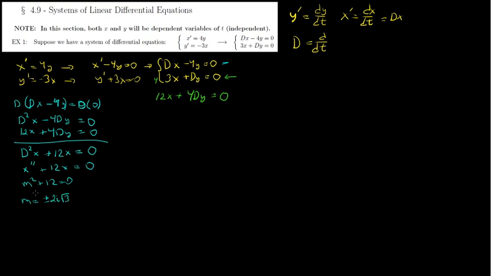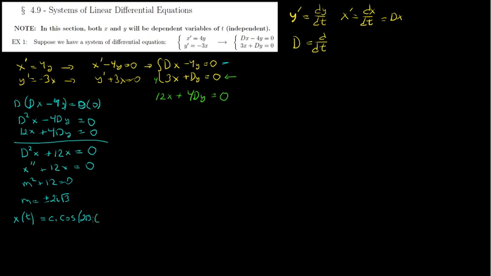All right. So what does that mean for x? Well, it means that x of t is going to be c1 times cosine of, I should use parentheses here, 2 square root of 3 times x, right, plus c2 times the sine of the same 2 square root of 3 times x. Okay. Oh, sorry, not x. Let me fix that. Right, and this is a function of t here.